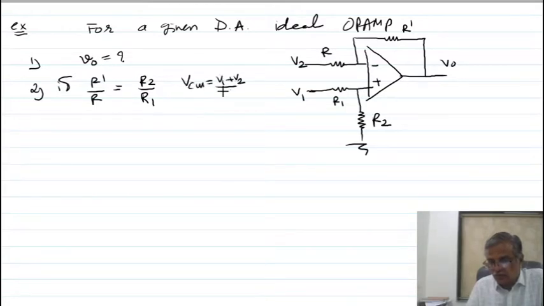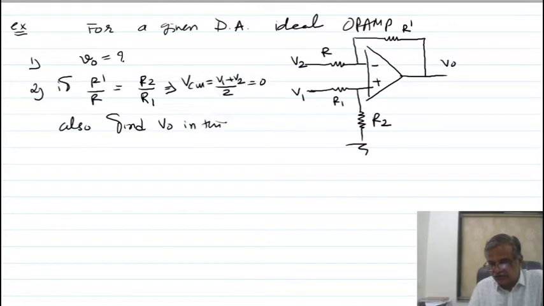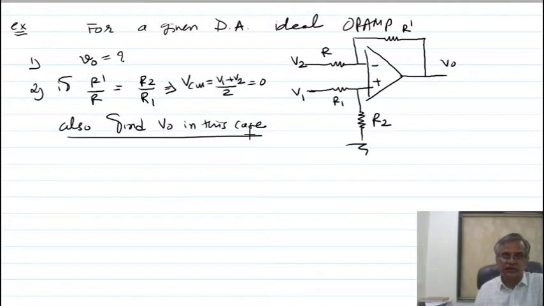The value of common mode signal is 0. If R' upon R is equal to R2 by R1, then common mode signal is 0. Also find output voltage in this case. Let us solve this numerical. See, we have to find the output voltage for this circuit.